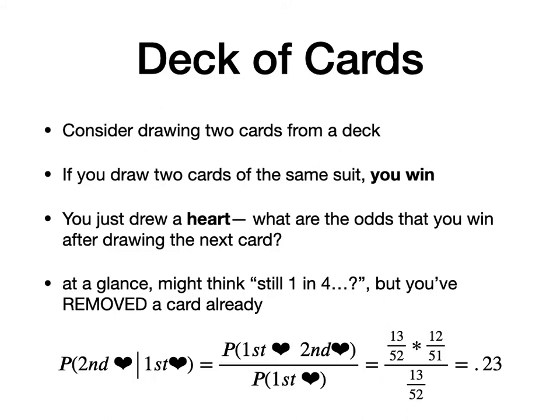Probability of the second heart given the first heart is going to equal the probability of the first heart times, because we're doing both of those happening, the probability of the second heart, over just the probability of the first heart, because we know that's already happened. So 13 over 52 times 12 out of 51, because there's only 51 cards left and we've removed one of the hearts, over 13 over 52, you get about 0.23.